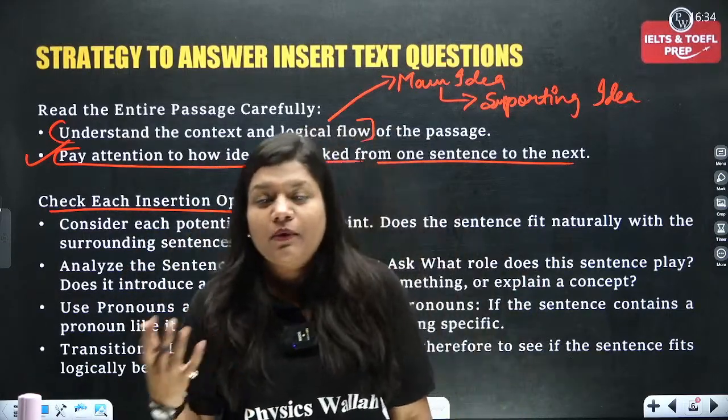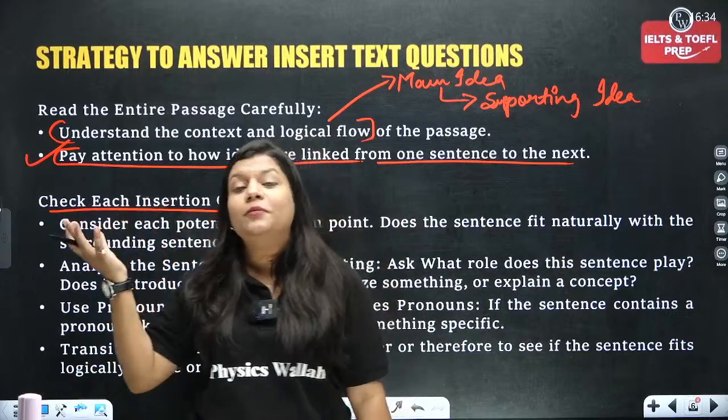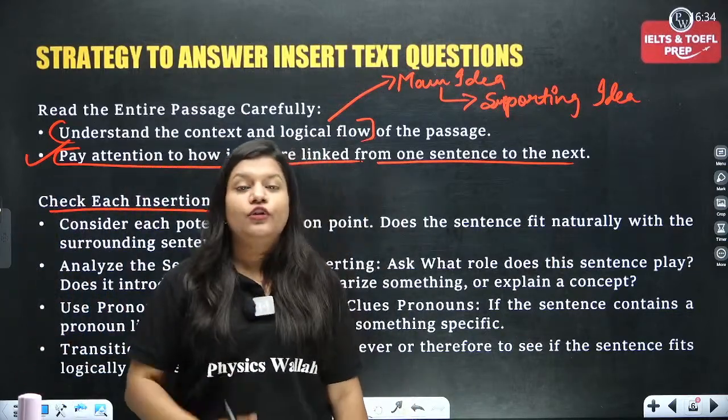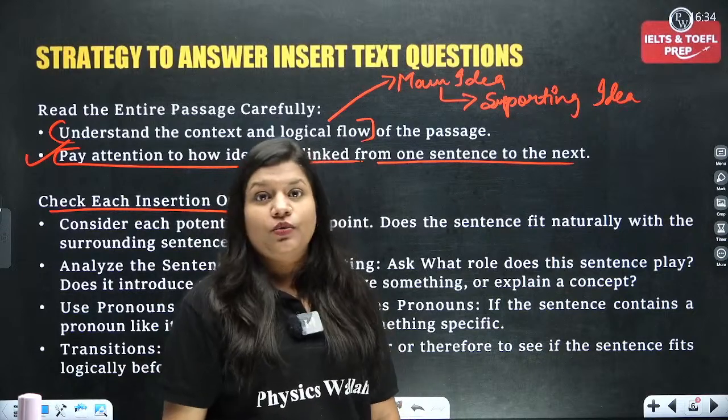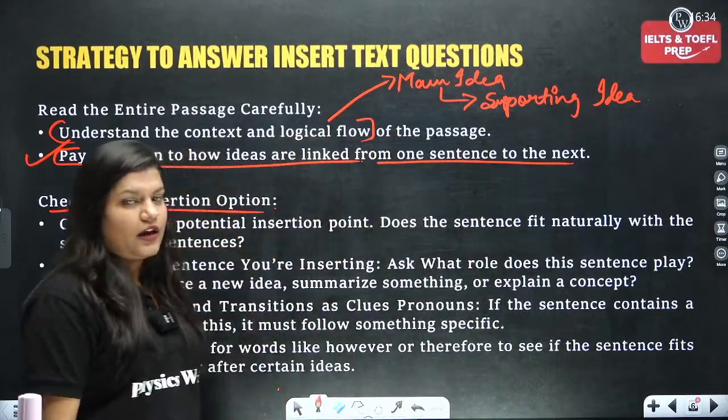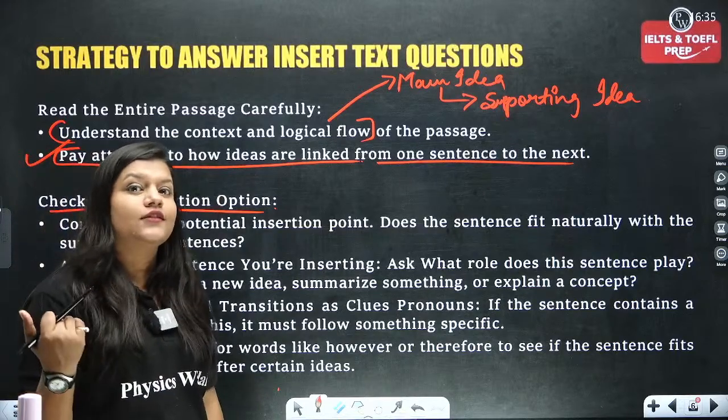For that you need to be familiar with the statement. What is the statement talking about? Then we can see where we can actually fit it into the passage with respect to the meaning of the passage and the chronology of the passage, right? So that the transition is smooth over there.